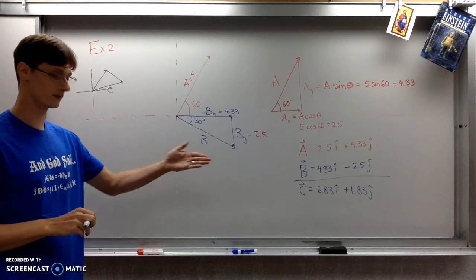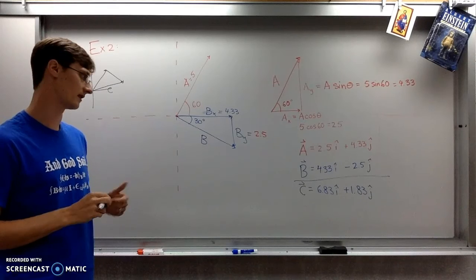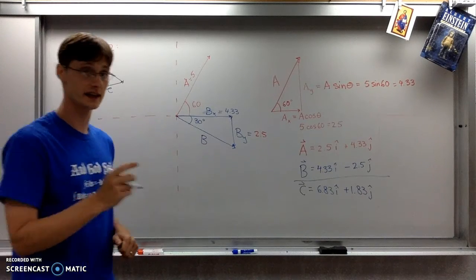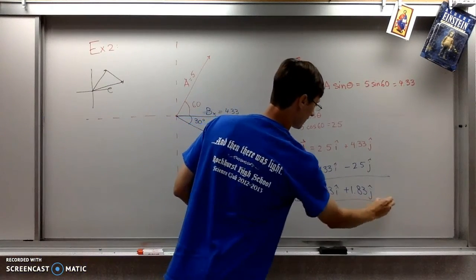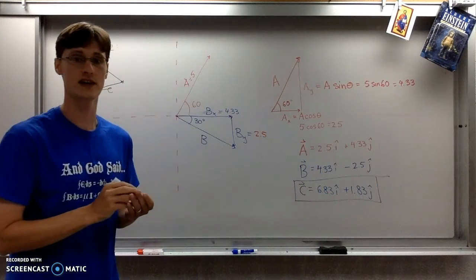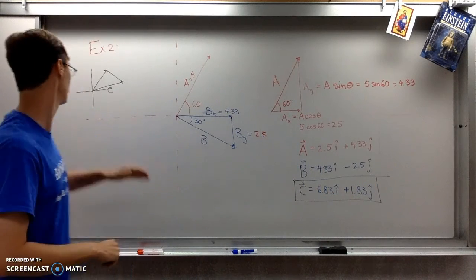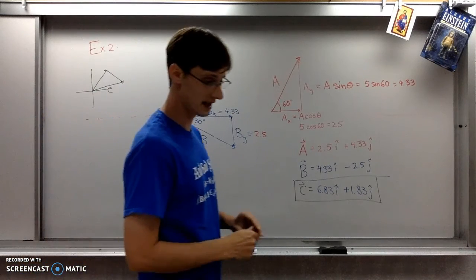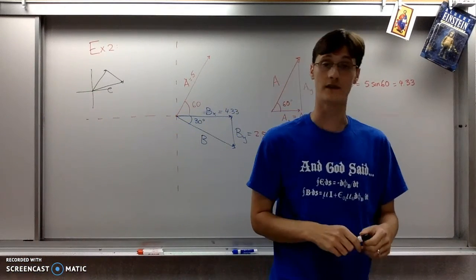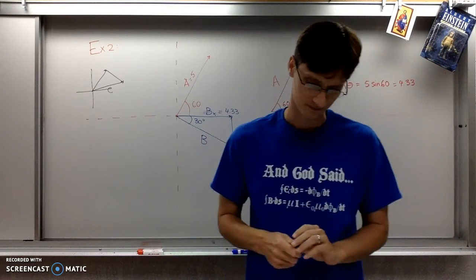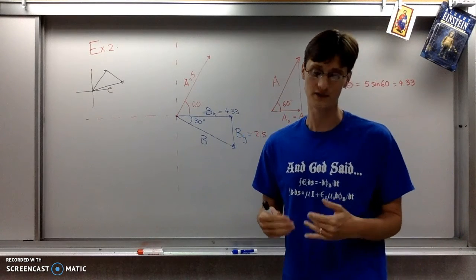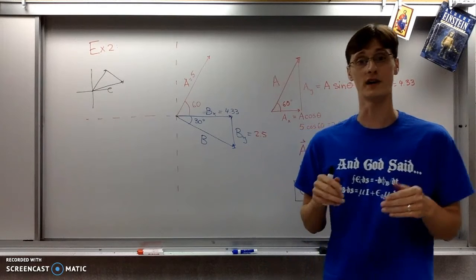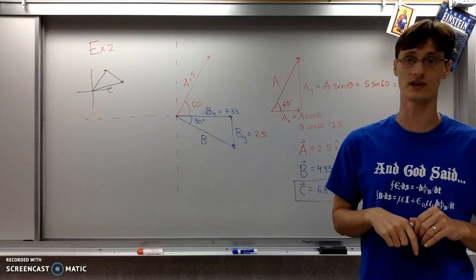Okay, so there we have it. That's vector C written in unit vector notation. So that is what vector C is. That's this direction here, right? That magnitude and direction, written as unit vector notation. All right, now part C of this question is going to ask you what is the magnitude of C.